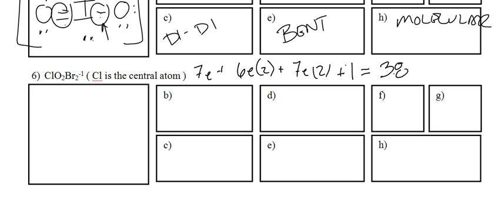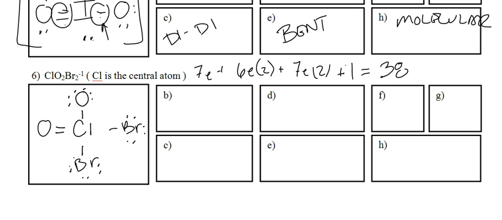Okay, so 38 electrons, put chlorine in the middle. Hopefully I did that right. Bromine, 2 oxygens. And there's a -1 charge, so that means that one of these oxygens has to be single bonded. Okay, so we'll go ahead and do that. Right now we have 32, so we need, oh, did I do that right?